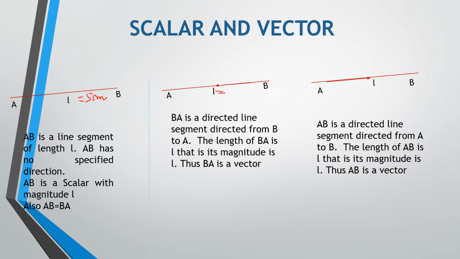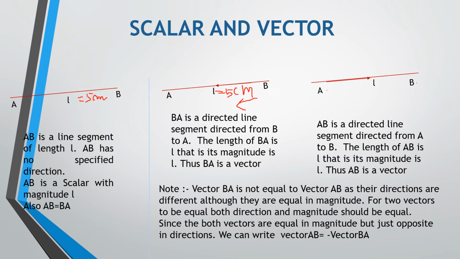And here also we are considering the same length, 5 centimeter. But what is the direction of this line segment? From point B to A. And the third figure is also a vector quantity because it is directed from point A to B. So when the length of the line segment specifies the magnitude and also the direction, we say that the quantity comes under vector quantity, and when you are considering the magnitude alone, it comes under scalar quantity.